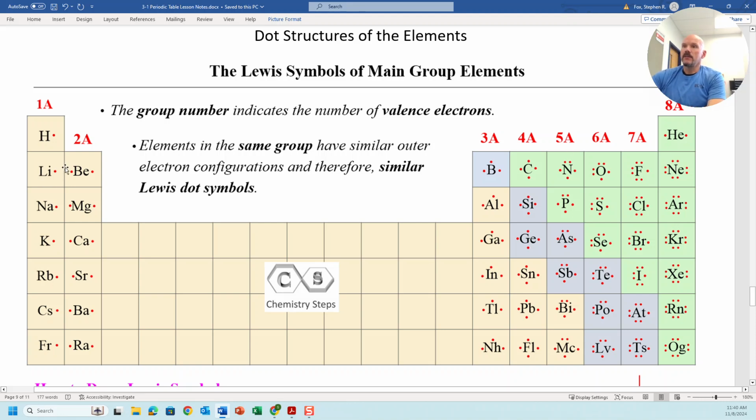So like lithium, you just draw 1 dot. Beryllium, you draw 2 dots because it has 2 valence electrons. And notice they drew them on opposite sides, because what we want to start to really think about is that electrons repel each other, okay?